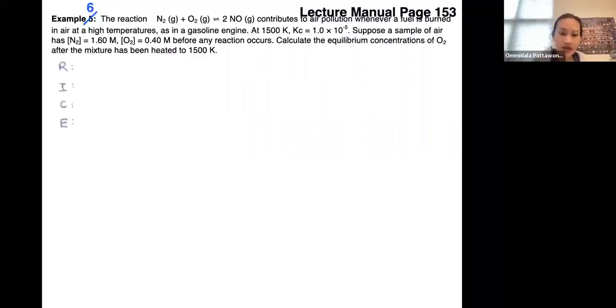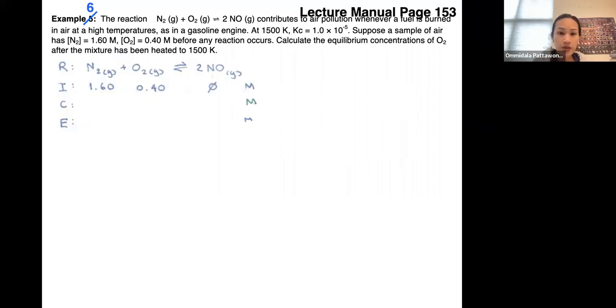Okay, so we're going to reuse the RICE table again because it involves equilibrium. Okay, so the reaction is given. So don't forget that all of these have to be in units of molar. If it's not in molar, you need to convert to molar first. Okay, so it said that before the reaction occurs, it's giving you the concentration of these two. So that means in this case, we are going to plug in those values, and it doesn't say anything about the product.